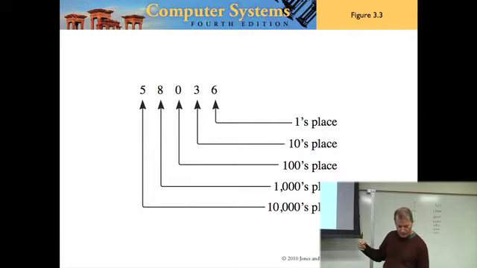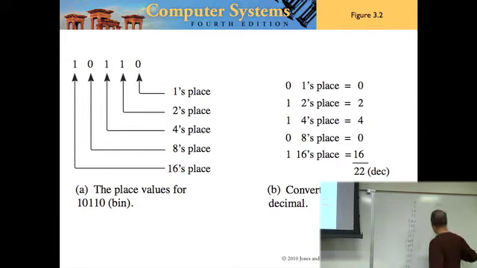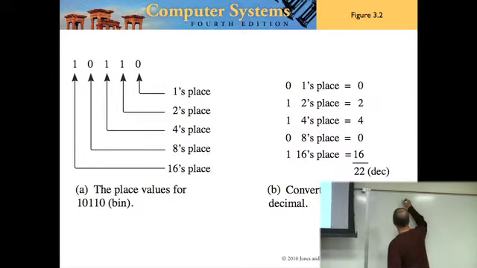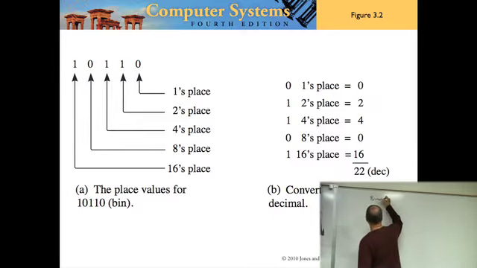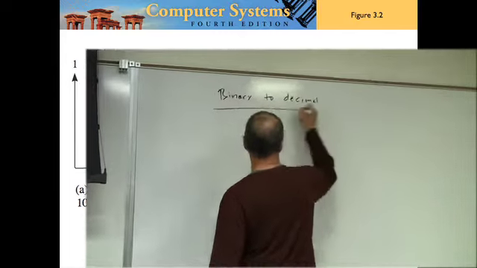So what's the rule for powers of 2 in figure 3.2? Instead of going 1, 10, 100, it's 1, 2, 4, 8, 16. Does everybody see how the place values work in binary? This is the basis of how to go from a big binary number to decimal. So let's do an example, binary to decimal.